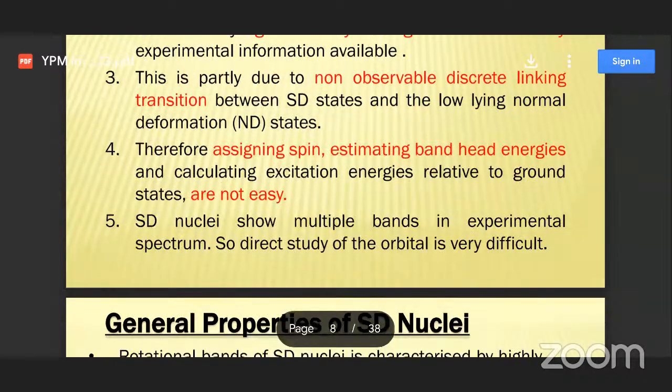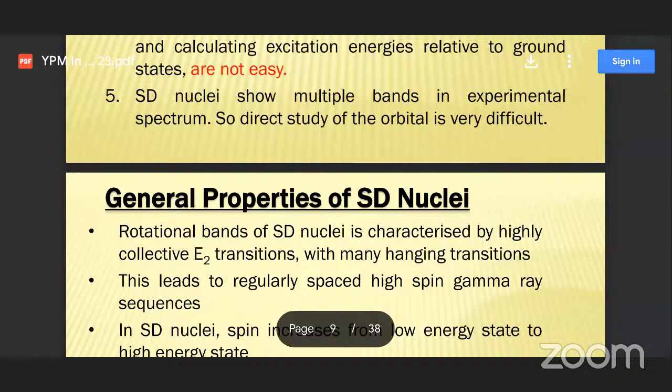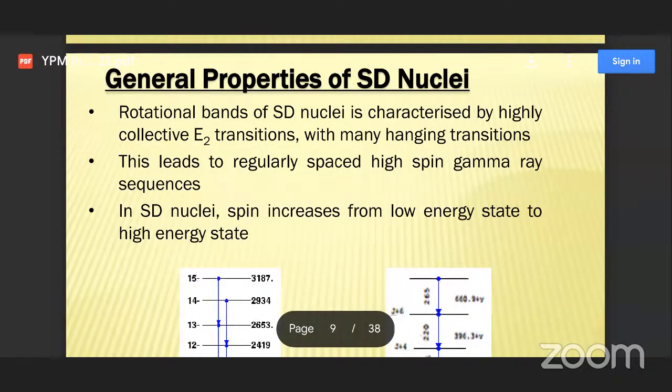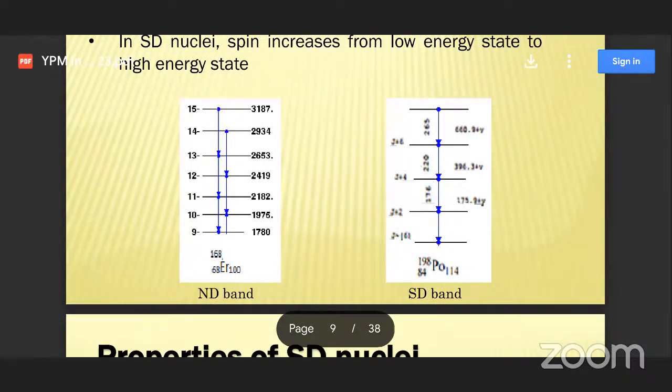Also, these nuclei show multiple bands in the experimental spectrum, so their direct study is very difficult. These are some of the general properties of the SD nuclei, where we can see a difference between the normal deformed band and the SD band. In the normal deformed band, on the right side we have a perfect sequence of the energies, and on the left side, we have the spins 9, 10, 11, 12, and 13.